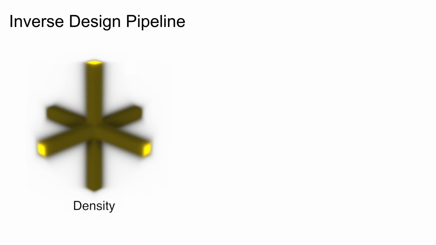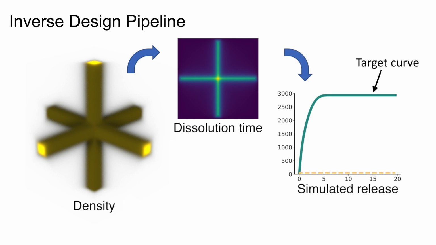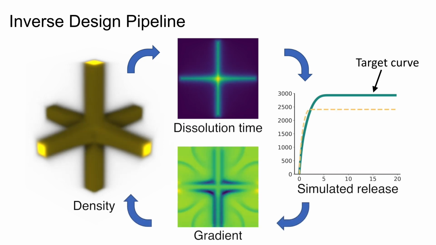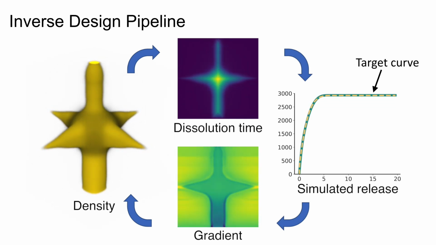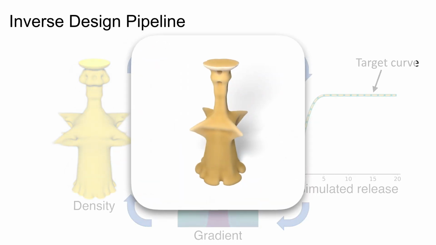Here's an overview of our topology optimization process. Starting from an initial design guess, we compute the dissolution time field and calculate the simulated release curve. We then measure the deviation between the simulation and the target profile and use our gradient formulas to improve the design by updating the density field. We repeat this process until convergence, watching a crisp, optimal shape eventually materialize. Due to our fabrication constraint enforcement, the final design can be directly 3D printed.